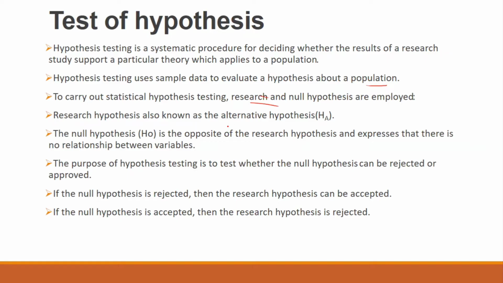Then research hypothesis, also known as alternate hypothesis, is denoted like HA, and null hypothesis, denoted by H0, is the opposite of research hypothesis and expresses that there is no relationship between the variables. The purpose of hypothesis testing is to test whether the null hypothesis can be rejected or accepted. If the null hypothesis is rejected, then the research hypothesis or the alternate hypothesis can be accepted. If the null hypothesis is accepted, then the research hypothesis or the alternate hypothesis will be rejected.